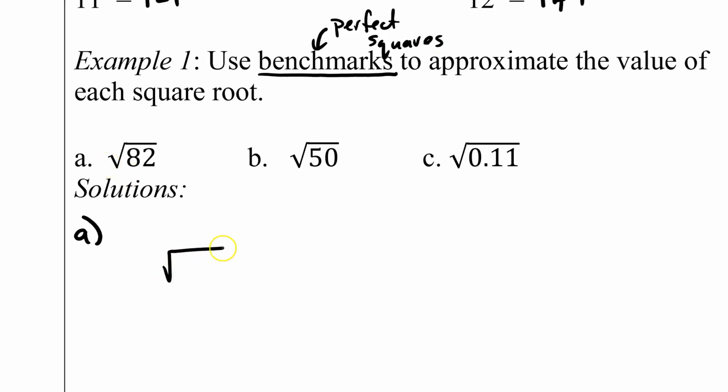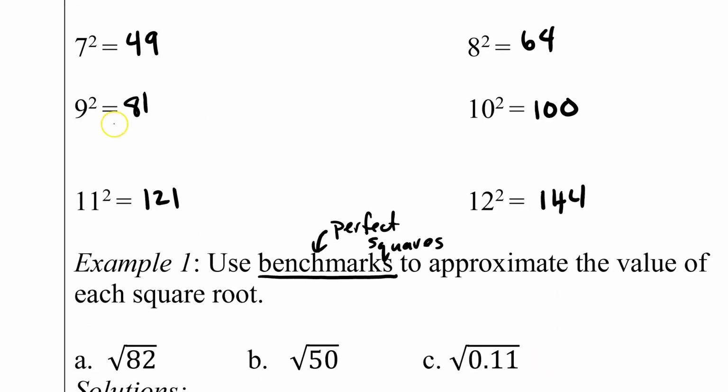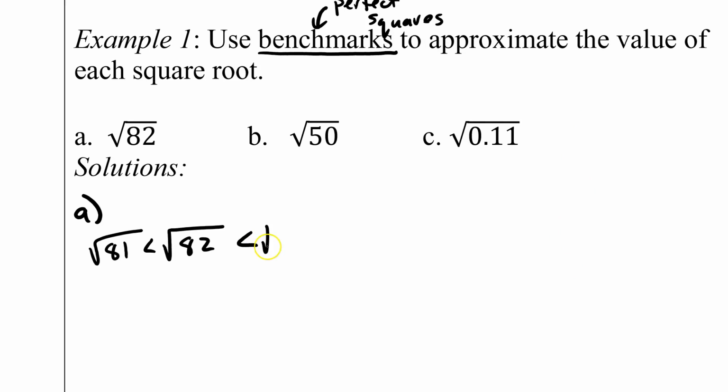So if I were to say the square root of 82, that's sandwiched between the square root of 81 and the perfect square that's above it, which is 100. So that means that I'm going to evaluate these here. That means that the square root of 82 is somewhere between 9 and 10. We know that 82 is closer to 81 than it is to 100, so I know that my square root of 82 is going to be closer to 9.